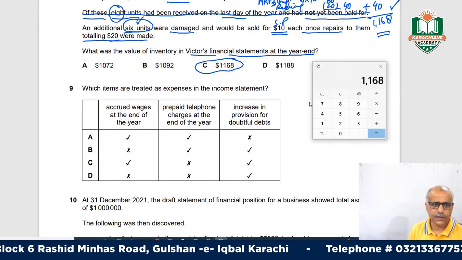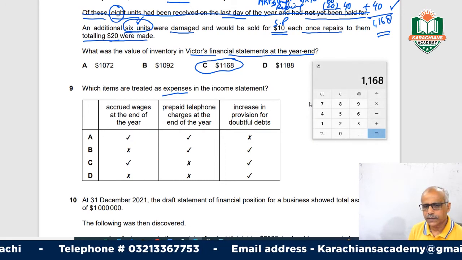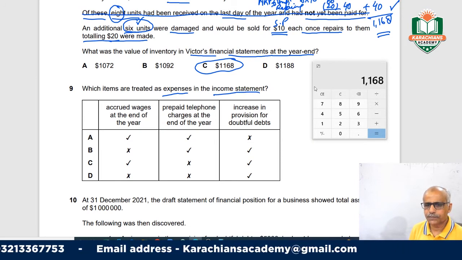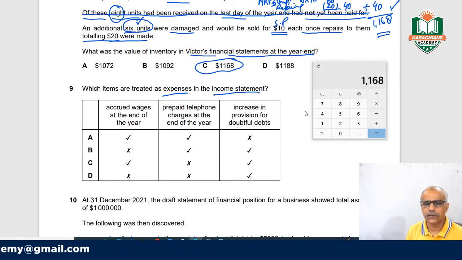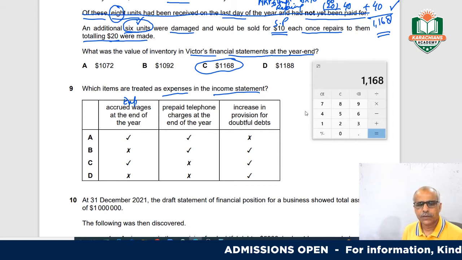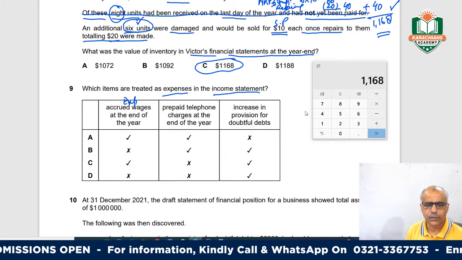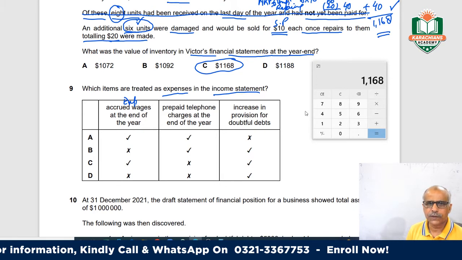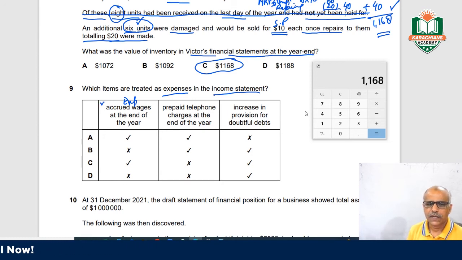Next question is 9. Which items are treated as expense in the income statement? Accrued expenses at the end of the year, they are expense and we record them. Means expenses debit and accrued expense credit, right? They are to be paid. So accrued expenses are to be charged to the income statement, right?